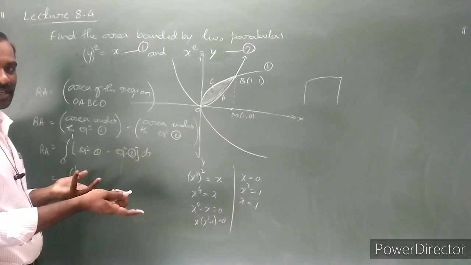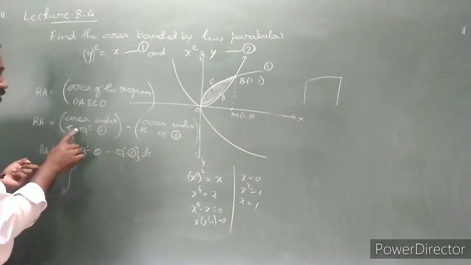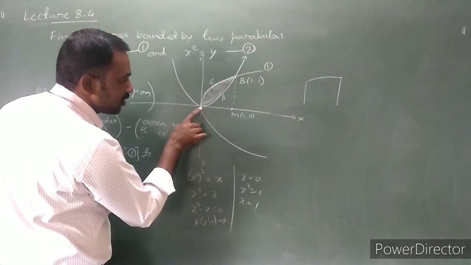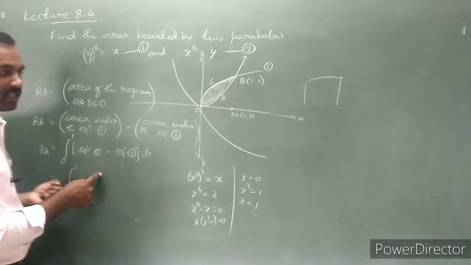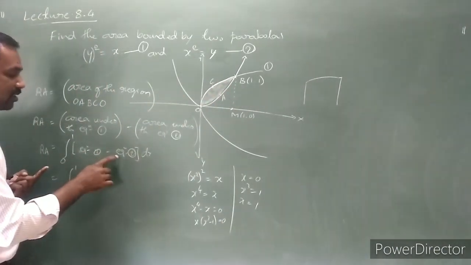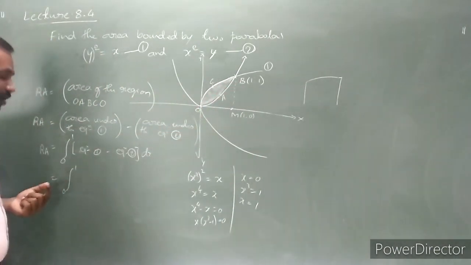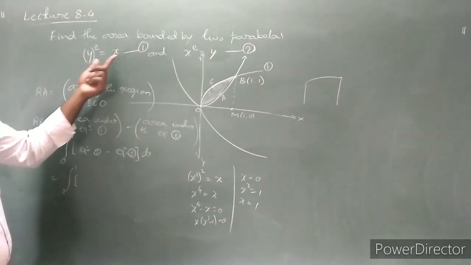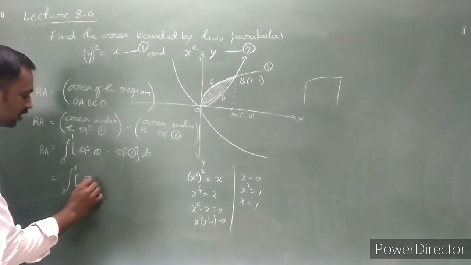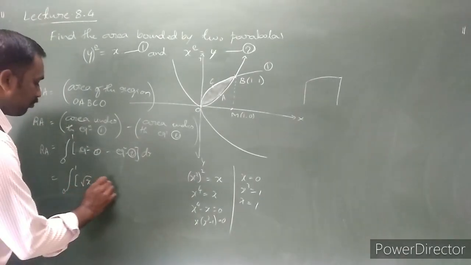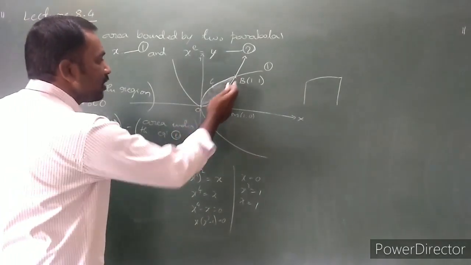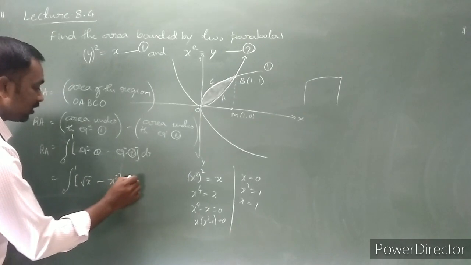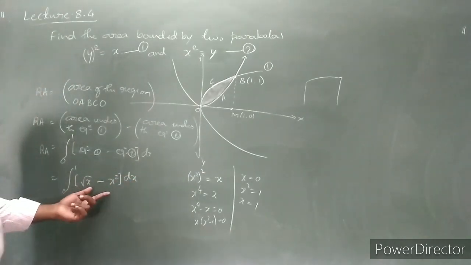A single limit or separate limits you can take, it doesn't matter. From 0 to 1, the area under equation number 1 minus the area under equation number 2. What is equation number 1? We need to write the y value: the positive square root of x, minus the y value of equation number 2, which is x square, dx. Are you clear about this one?